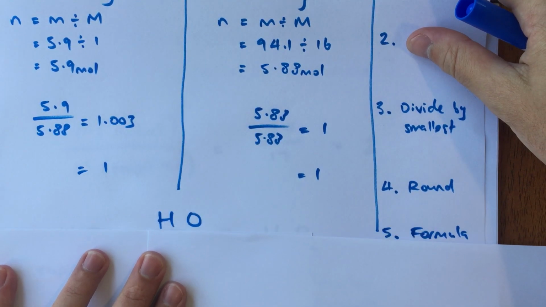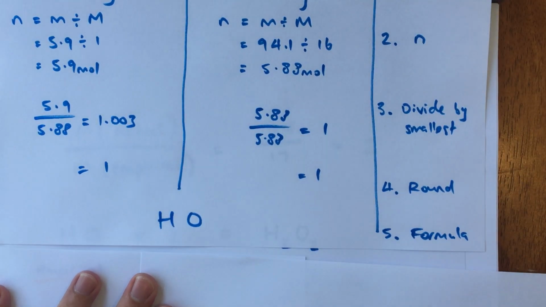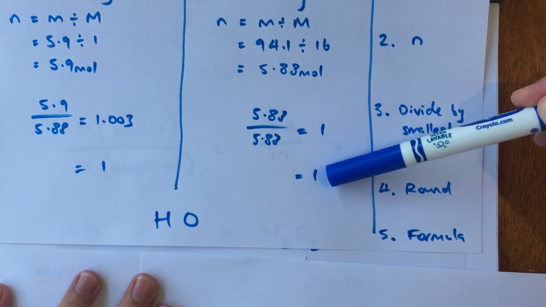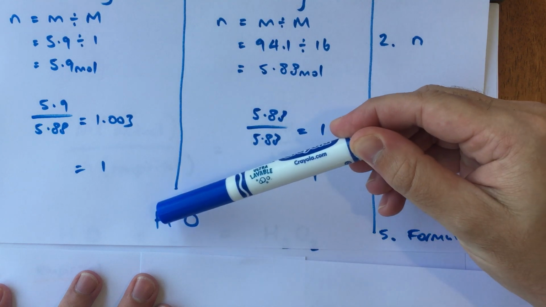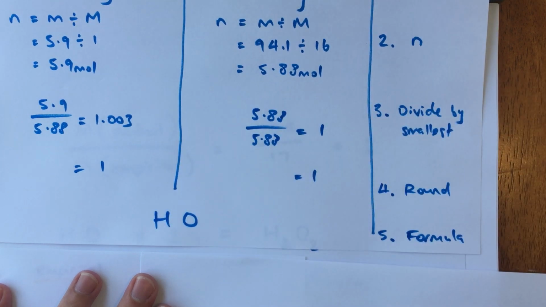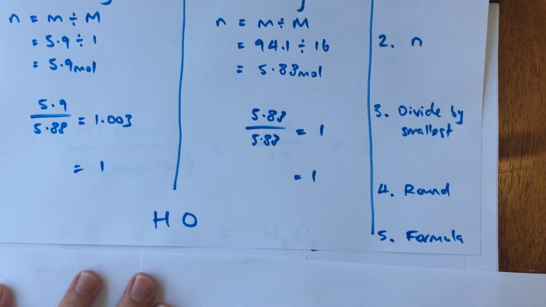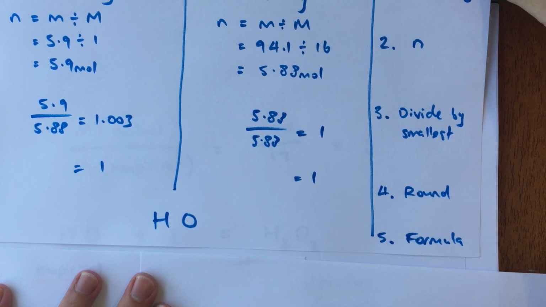And then once you've rounded, express it as a formula. So what I've got here, for every 1 H, I have 1 O. So I'm going to write the formula as HO. That is the empirical formula. That tells me that for every 1 hydrogen, there is also 1 oxygen. So that's how to get from percentage composition to empirical formula.